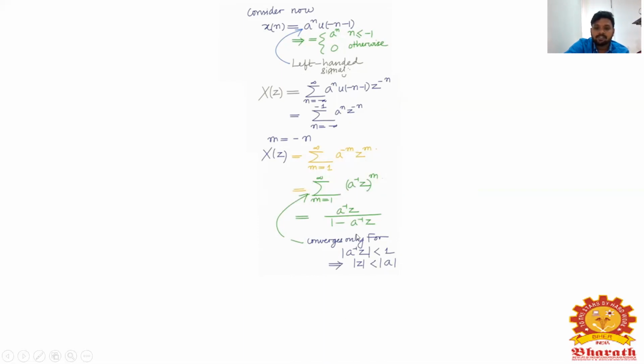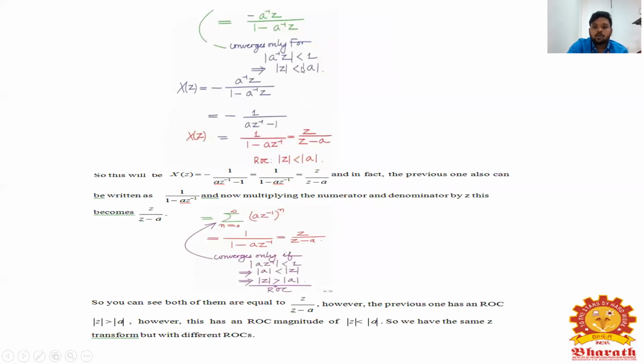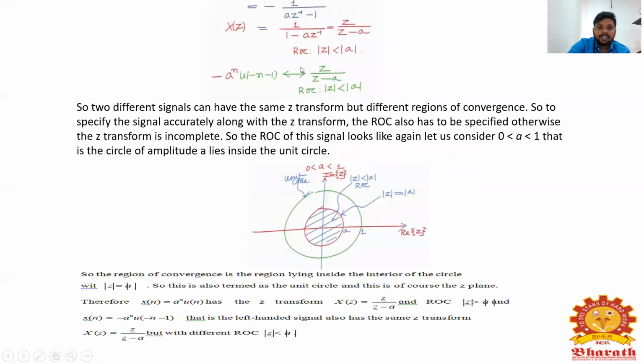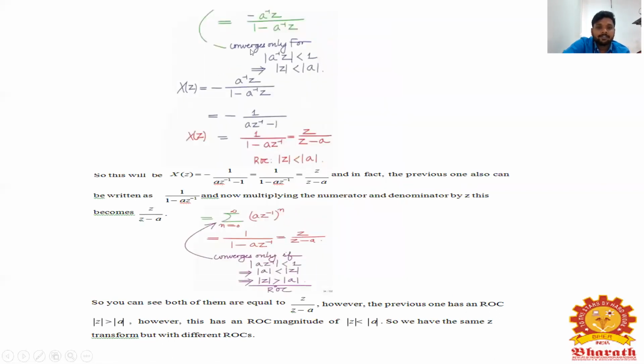This is the convergence for a power minus 1 z less than 1. That is, modulus of z is less than modulus of a. So if I take the signal, that is minus of a power minus 1 z divided by 1 minus a power minus 1 z, this signal converges only for modulus of a inverse into z less than 1. That is, modulus of z is less than modulus of a. That is, x of z is equal to minus of a inverse z divided by 1 minus a z inverse into z.